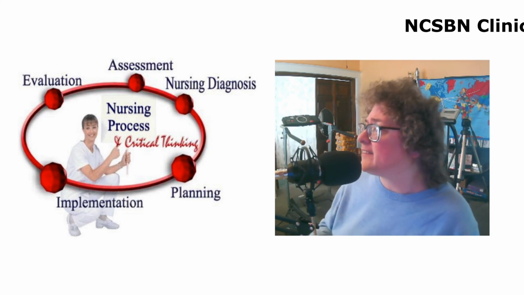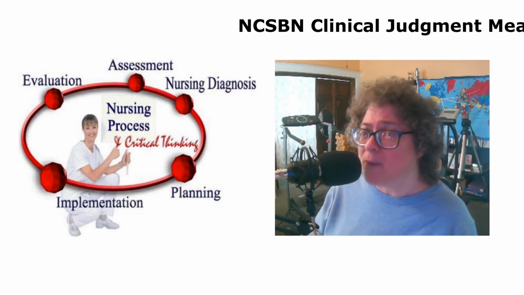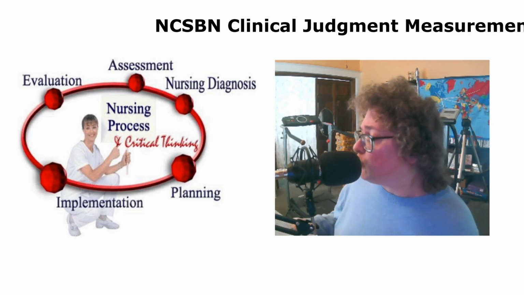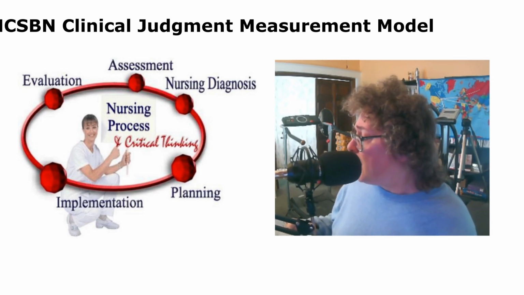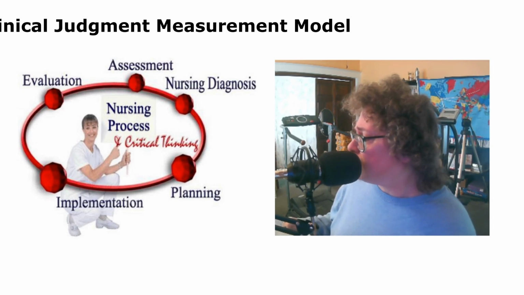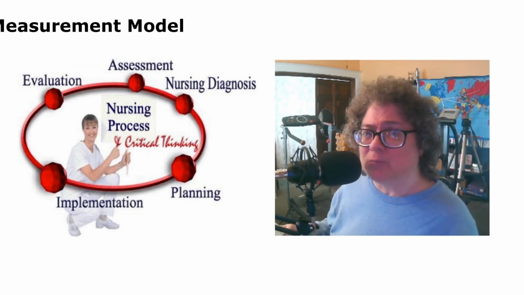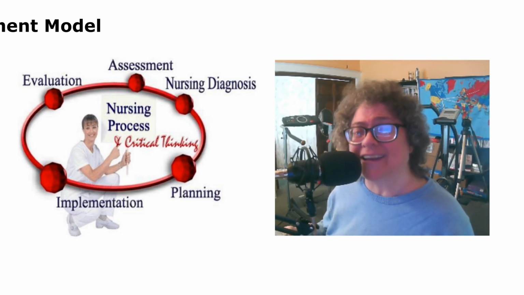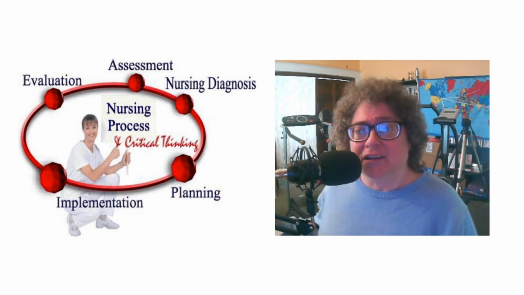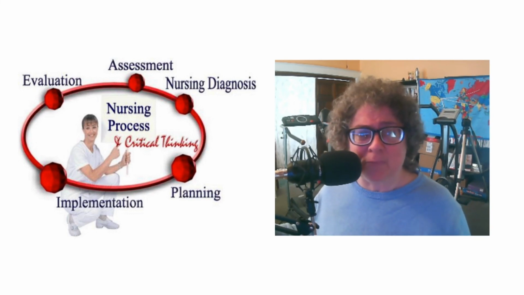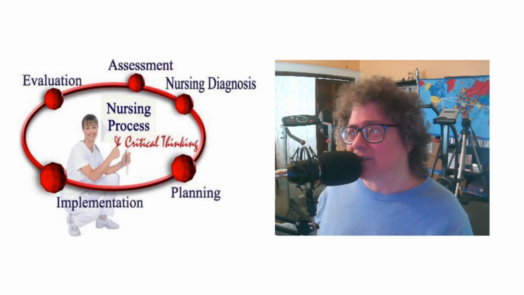So the 6 steps in the NCSBN clinical judgment measurement model is recognizing cues, analyzing cues, prioritize hypothesis, generate solutions, take action, and evaluate outcome. Now, let me explain in detail each of these 6 steps, because the NCLEX is writing a case study scenario type question and testing each of these 6 steps. So let's go.